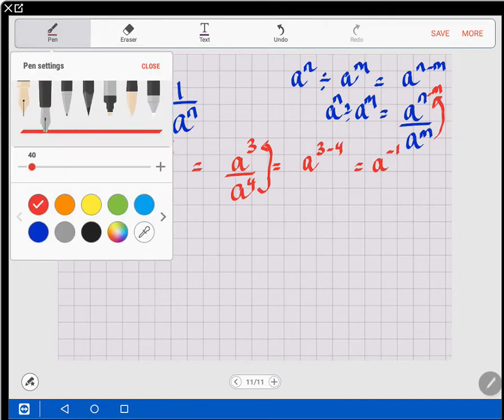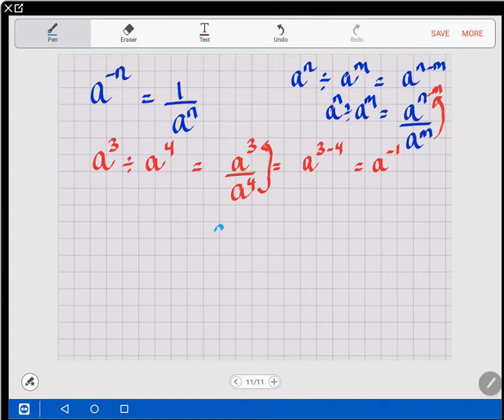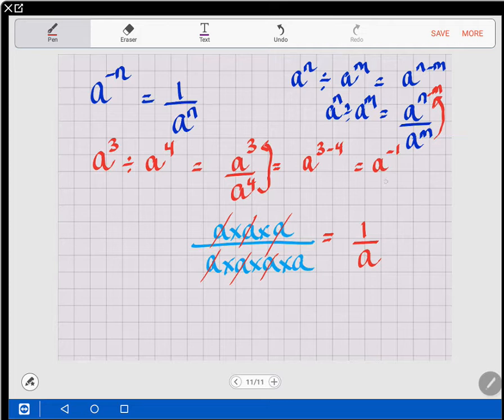Right? Now, get this. We expand it the same way, we say a times a, divided by a times a times a times a. Right? Cancel. What remains? 1 over a. Well, it has the same answer. So, a to the power of minus 1 is equal to 1 over a. I understand how a to the power of minus 1 is equal to 1 over a to the power of n. Do I understand? Good. Very good. Now, look.